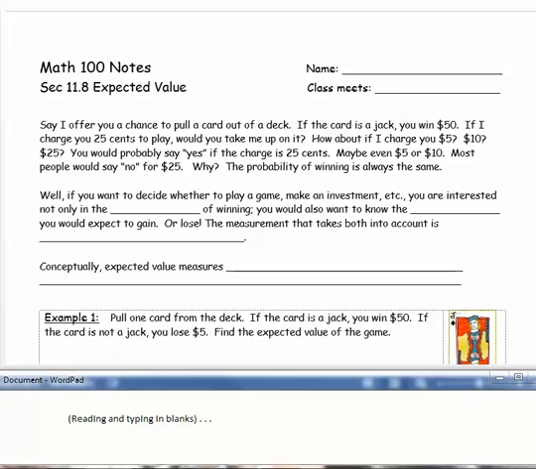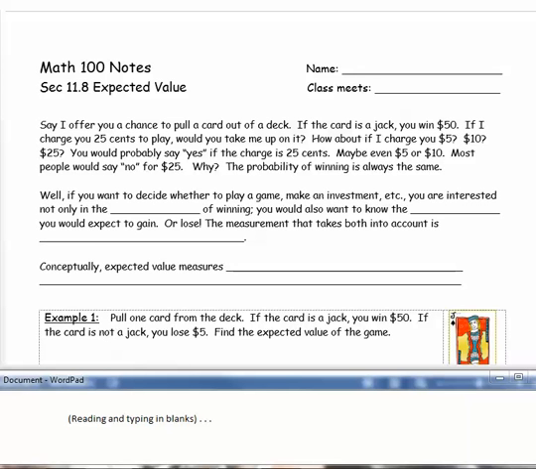Say I offer you a chance to pull a card out of a deck. If the card is a jack, you win $50. If I charge you 25 cents to play, would you take me up on it? How about if I charge you $5? $10? $25? You'd probably say yes if the charge is 25 cents, maybe even $5 or $10. Most people would say no for $25. Why? The probability of winning is always the same.